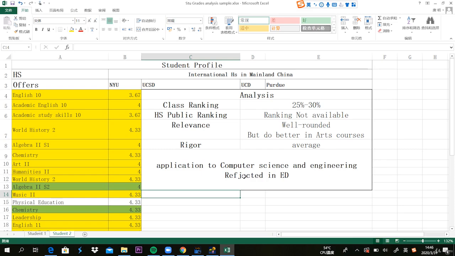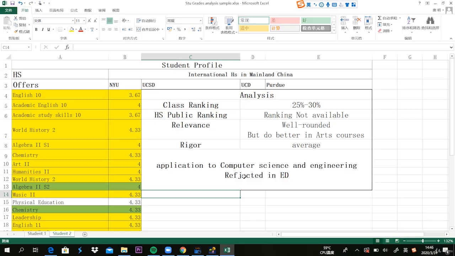Okay, here we go. Another student case. This boy is studying in an international school in mainland China, and he has been admitted by the University of New York, University of California, San Diego campus, University of California, Davis campus, and Purdue University. So let's have a look at his transcript first of all.